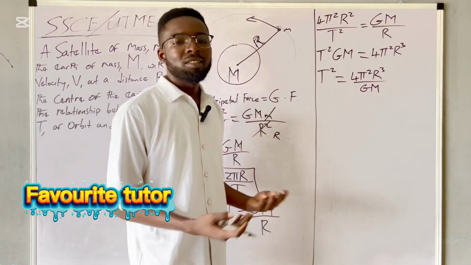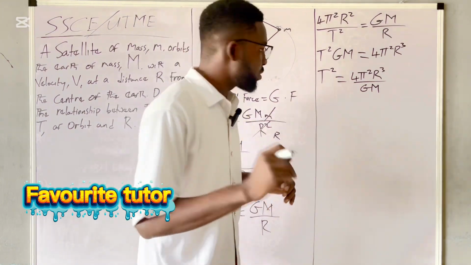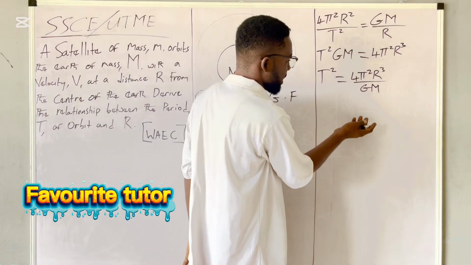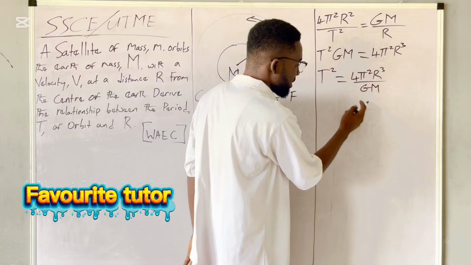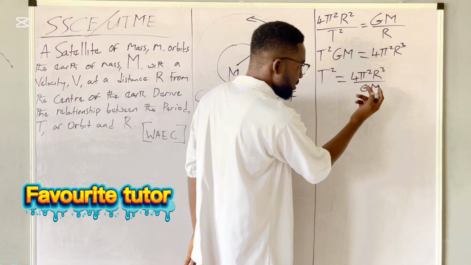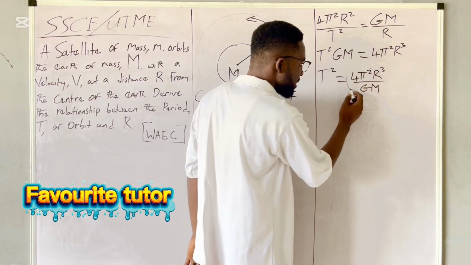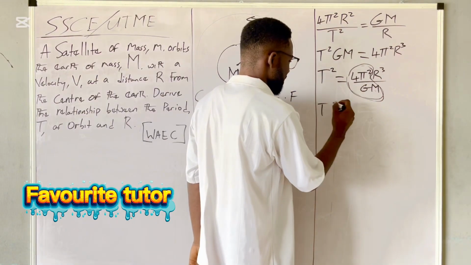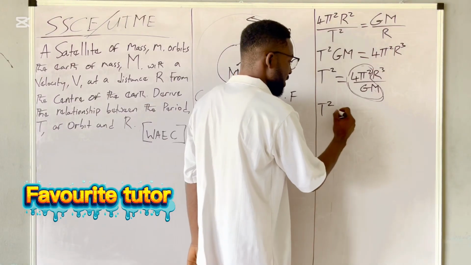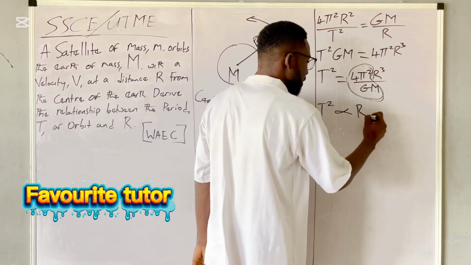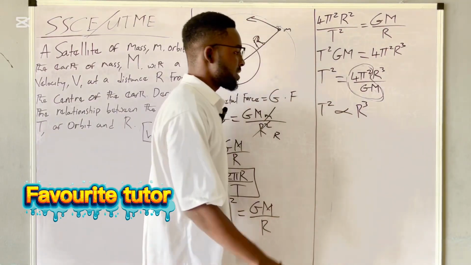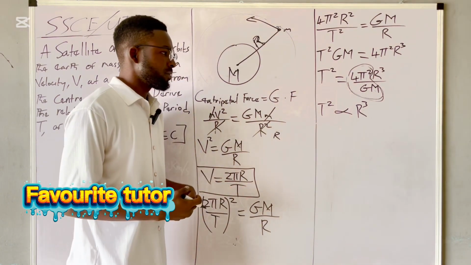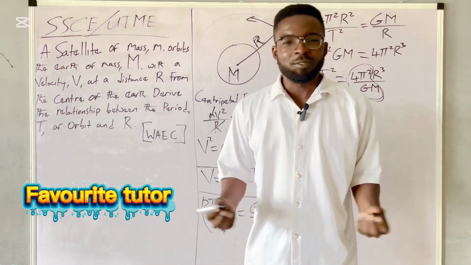This becomes the relationship. But to make it look better, if you look at this, 4 does not change. Pi is also a constant. G is the gravitational constant. And this is the mass of the Earth, it does not change, it's a constant. All these are constant values. So therefore, we can say that the period squared is directly proportional to the cube of the distance. This becomes the relationship. It's very simple. It's not difficult.